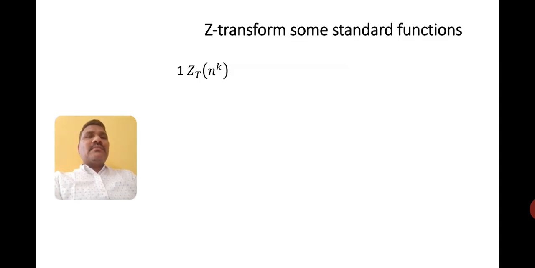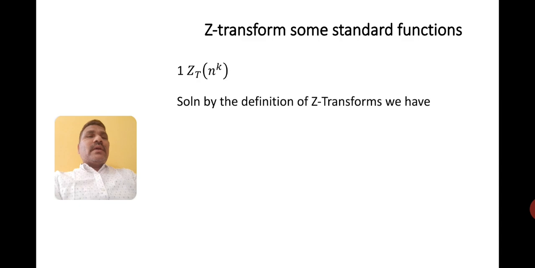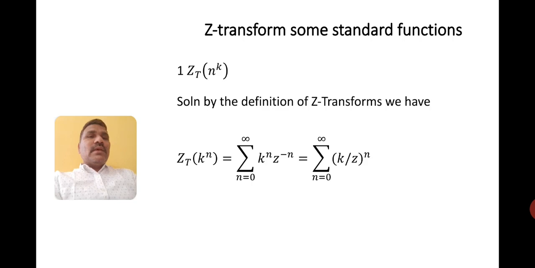Now let me go to some standard examples of the z transform. The z transform of k to the power n. By the definition, in the place of u n you replace k to the power n, z to the power minus n. So this is equal to summation n runs from 0 to infinity, k by z whole to the power n.